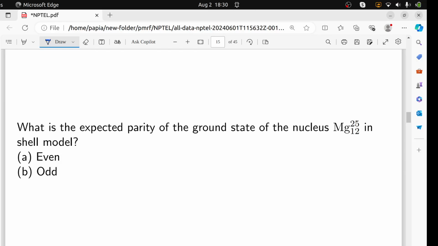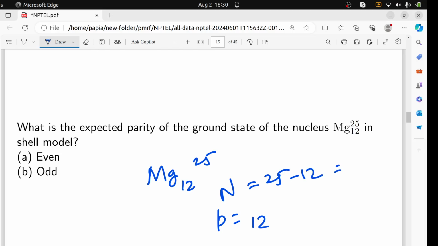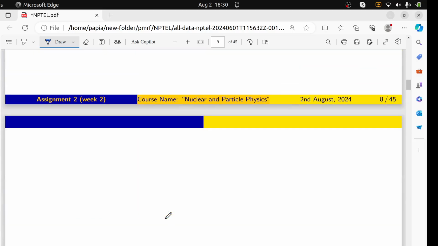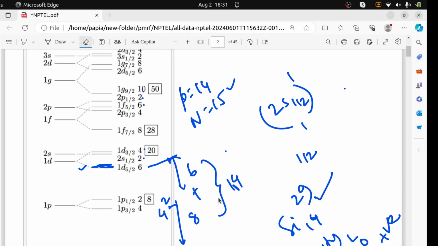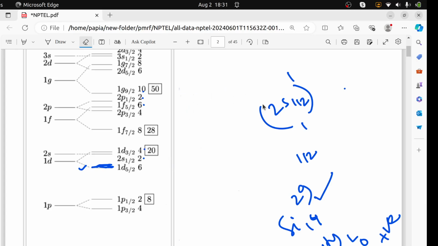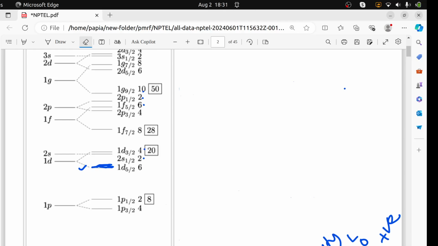So till now also this is the ground state for the nucleus Mg-25. So right here Mg-25, not 15, 25. For this case, quickly I am just writing here P equals 12 and N equals 25 minus 12, which is nothing but 13. I think it's already done for everyone. You should remember that one, because I have written this so many times. For Mg, the neutron number was 13 and the proton number is 12.